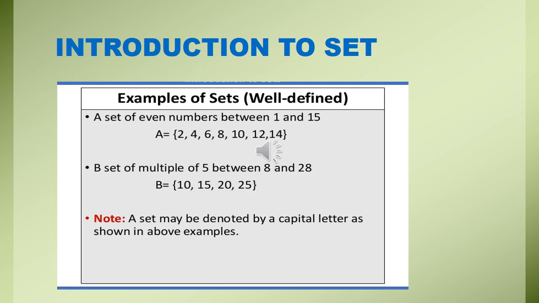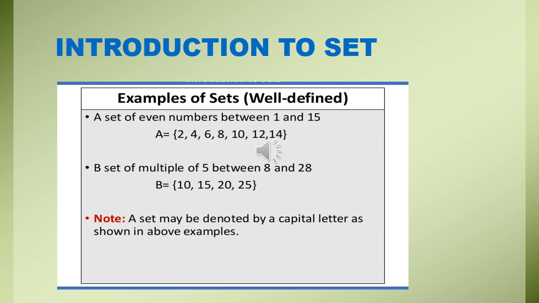My dear students, now we come to some more examples. A set of even numbers between 1 and 15. We show this set by using the capital letter A. All of you know the first even number is 2. Then we separate this even number from the next by using a comma. You write all these even numbers within a curly bracket: 2, comma, 4, comma, 6, 8, 10, 12 and 14. And you separate all the even numbers by using commas. Clear?